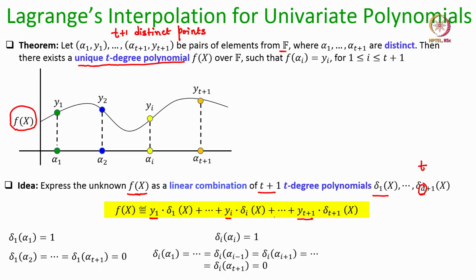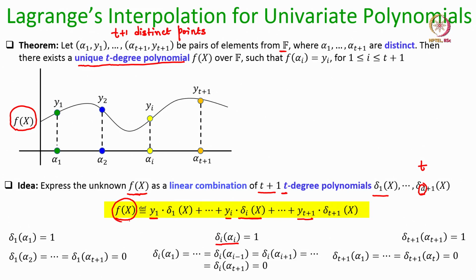In general, if I take the ith delta polynomial, then all the alpha components except alpha I should be the root, and at alpha I this delta I polynomial should give the value 1. So, you can see that each of these delta polynomials have t roots, that is why it is a t degree polynomial. So, now if we have these special delta polynomials, then it is easy to see that indeed f of x is a t degree polynomial. Why is it a t degree polynomial?